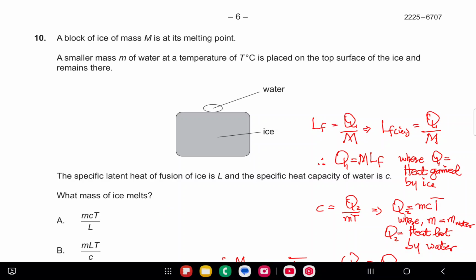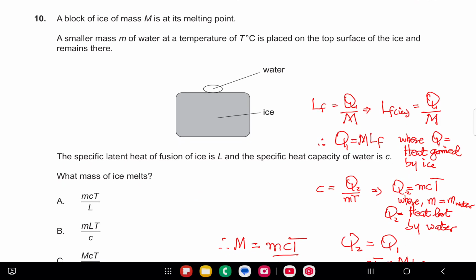Note that the droplet of water here is placed on top of the ice. If the ice is melting, it means there's an amount of heat that the ice is absorbing to bring about that melting. Once the water is placed on top of the ice, we can suggest that the melting is taking place because there's an amount of heat being given off by the water and absorbed by the ice. Now let's start first with the ice.